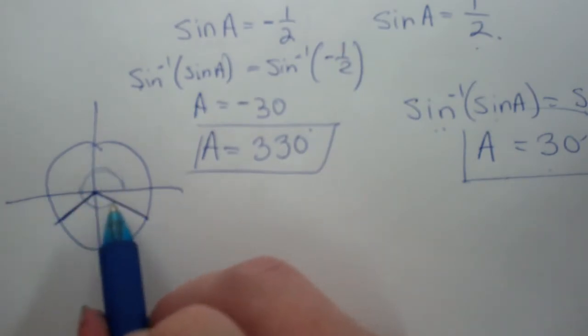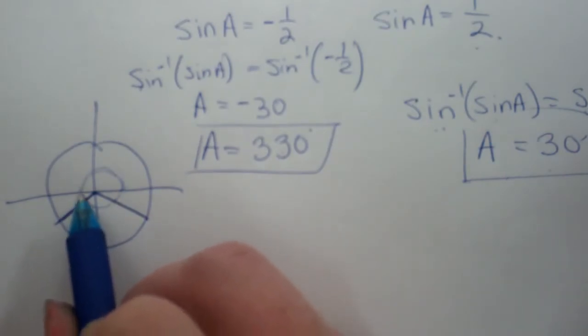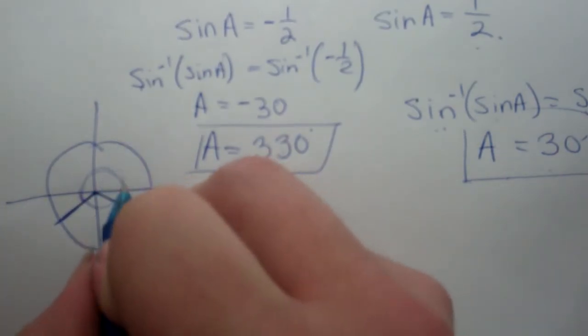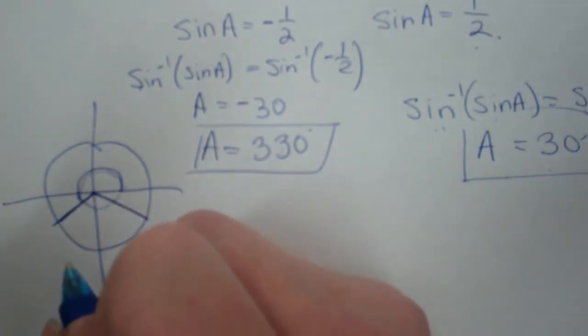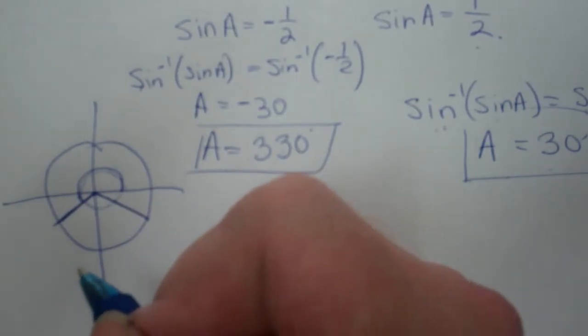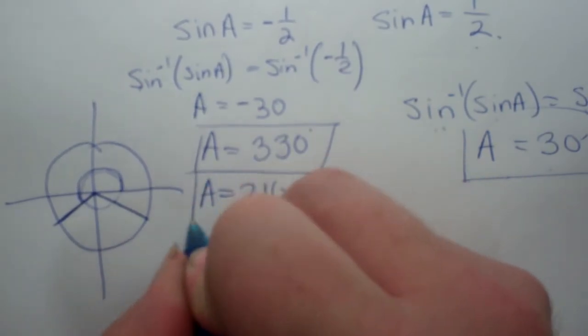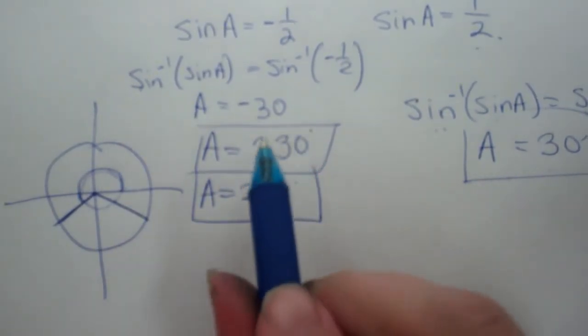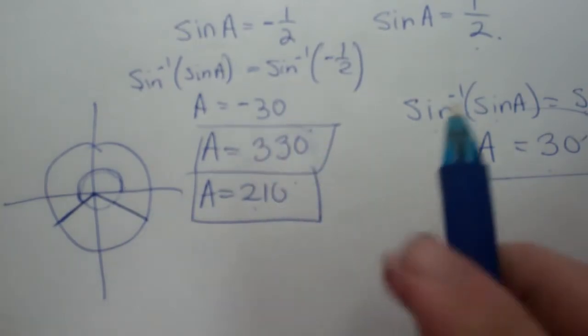If this is 330, that means that this is 30. But if this is 30, then the reflection, this is 30. Which means to get the angle that I'm after, that's going to be from there to there, 180 plus 30 more. So 180 plus 30 gives us 210. So the other possibility is that a equals 210. We found this one by using the reflection through the y-axis of this angle.